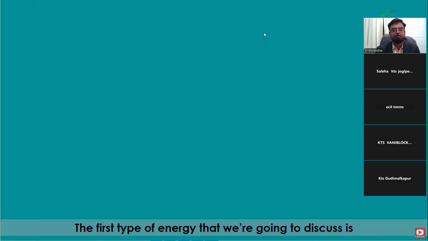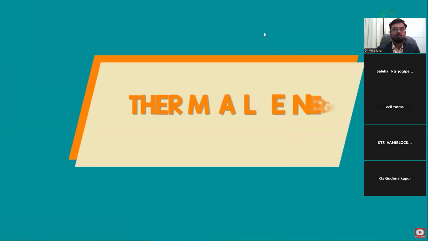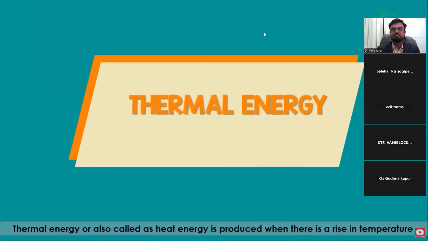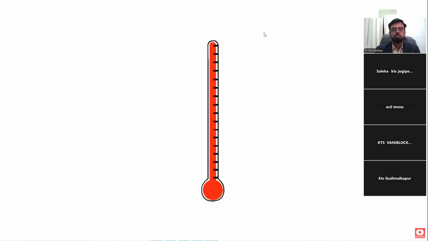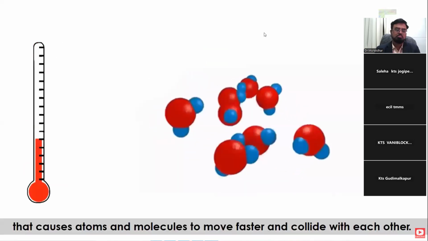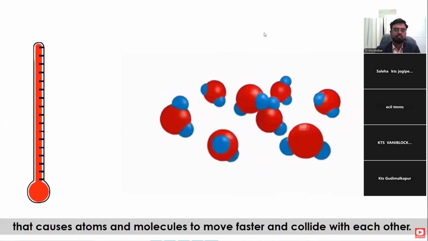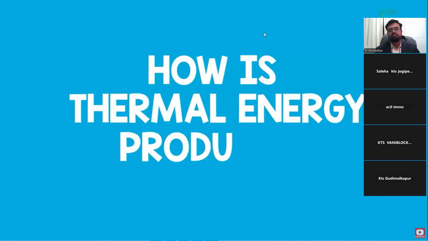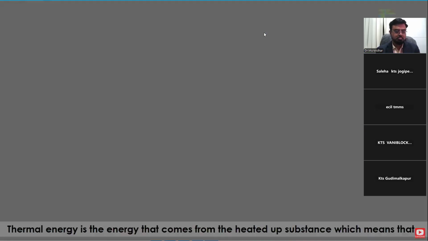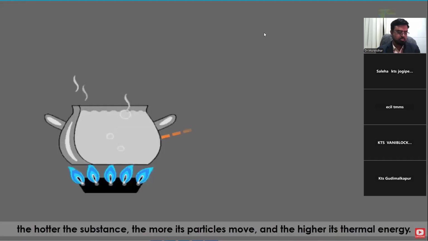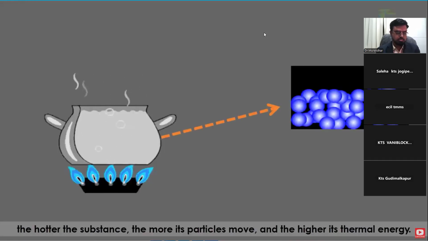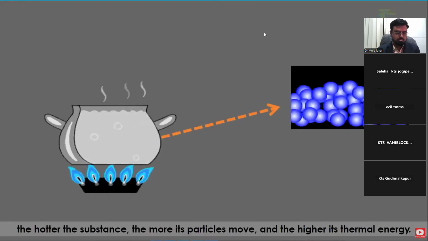The first type of energy that we're going to discuss is thermal energy. Thermal energy, also called heat energy, is produced when there is a rise in temperature that causes atoms and molecules to move faster and collide with each other. But how is thermal energy produced? Thermal energy comes from a heated substance, which means that the hotter the substance, the more its particles move, and the higher its thermal energy.